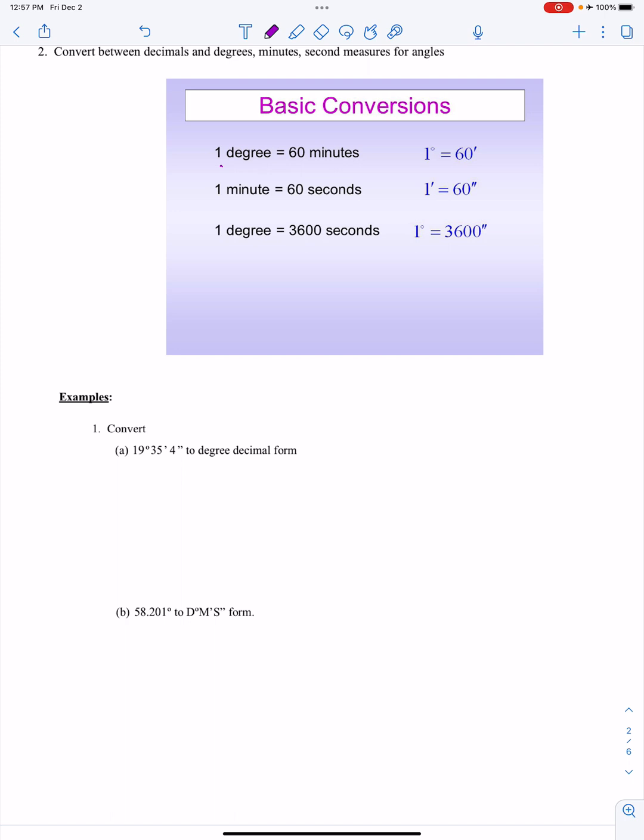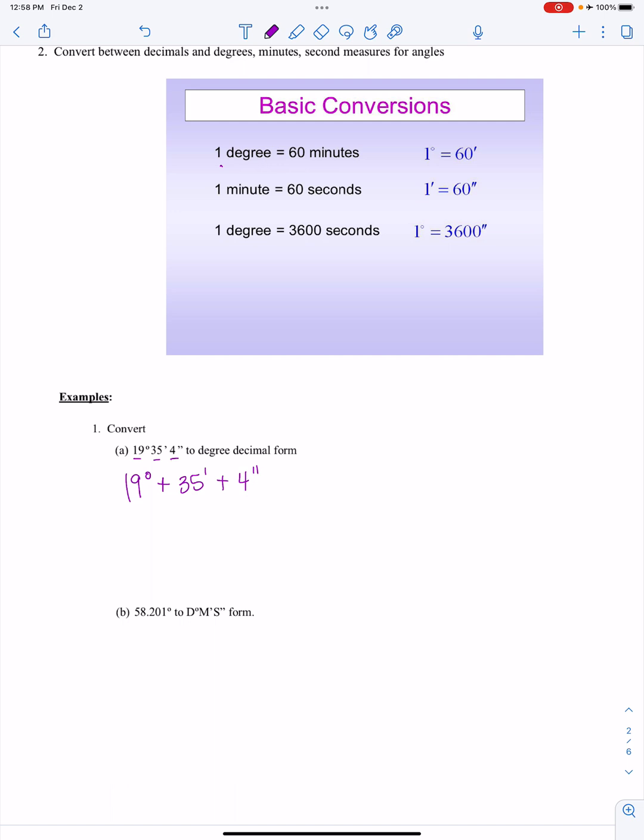Well, let's break this up. We are seeing 19 degrees, 35 minutes, and 4 seconds. So I'm going to begin by writing that out. I have 19 degrees, and I also have 35 minutes, and I also have 4 seconds. And all together, these are going to come together to make 1 degree value, some kind of amount of degrees, right? So what do we know about minutes?